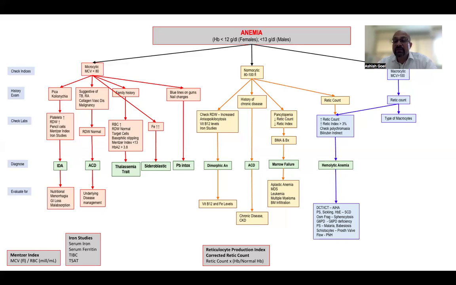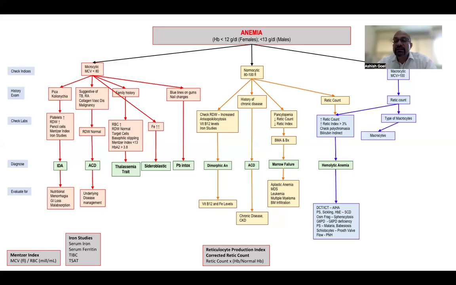A peripheral smear might also show evidence of infections, such as hematological infections like malaria or babesiosis. If there are schistocytes present on the peripheral smear, try to look for a history of prosthetic valves, and on flow cytometry, we check for paroxysmal nocturnal hemoglobinuria.